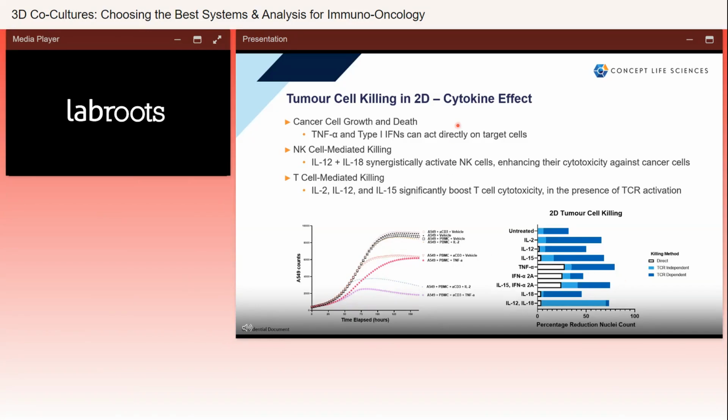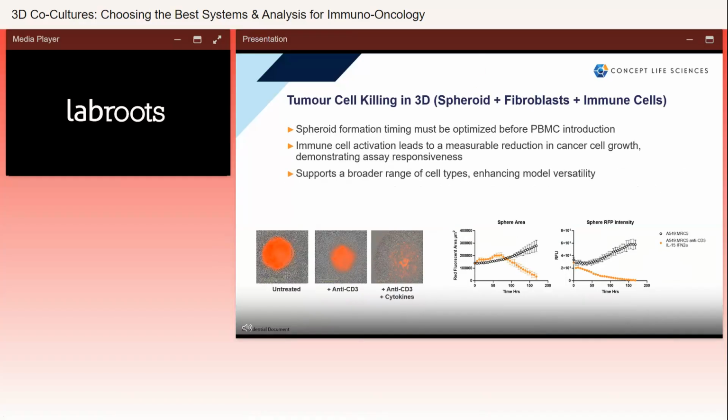But that's in a 2D setting. Obviously, exposures are essentially uniform. One cell will get exposed to a T cell, another gets exposed to an NK cell. There's not very much migration happening. You can start doing the same experiment in a 3D setting. Allow the spheres to form, and then incorporate the PBMCs. If you just incorporate PBMCs, they do very little. They'll just sit there on the outside of the sphere and not do an awful lot.